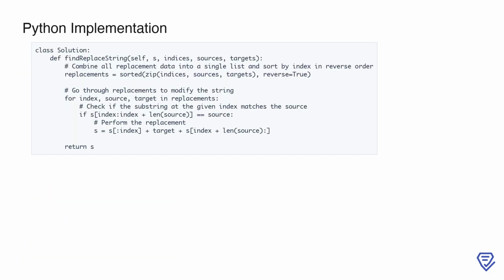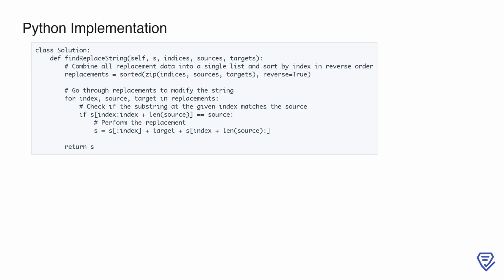This solution defines a function findReplaceString inside the Solution class, which takes the string s and three lists, indices, sources, and targets as input. The goal is to replace specific substrings in s based on the given indices, sources, and targets. The function first creates a list of tuples, each containing an index, a source substring, and a target substring. This list is sorted in reverse order based on the indices.